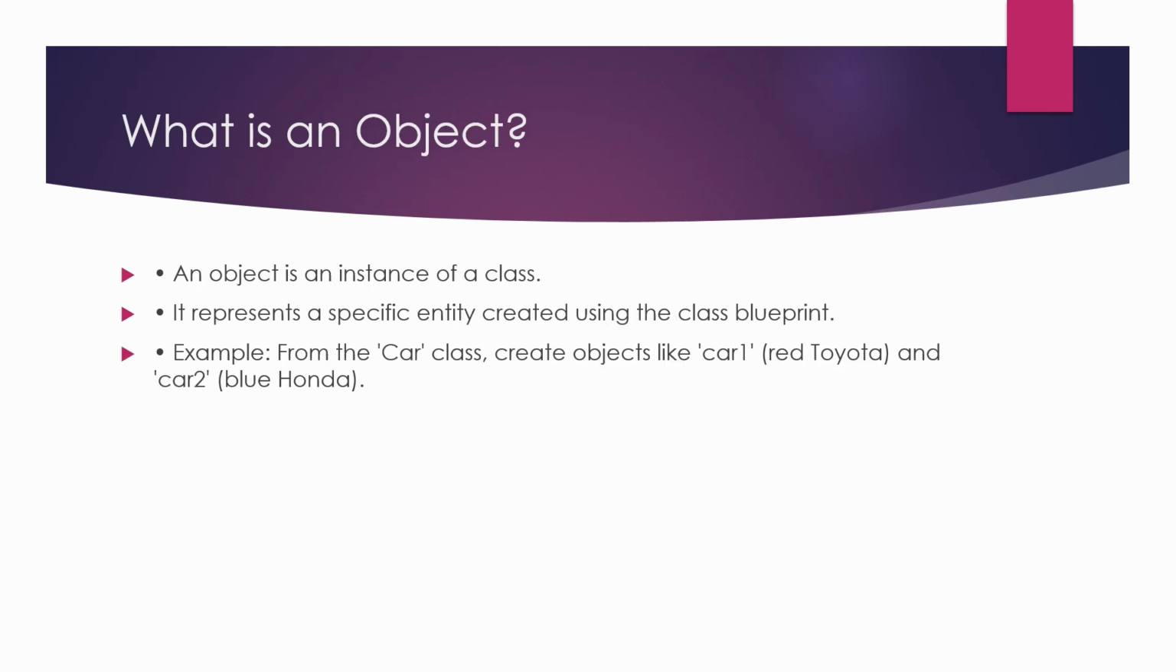An object is an instance of a class. When we create an object, we are essentially creating a specific entity based on the class blueprint. For example, using the car class, we can create objects like car 1, a red Toyota, and car 2, a blue Honda. Each object holds specific data but follows the same structure defined by the class.